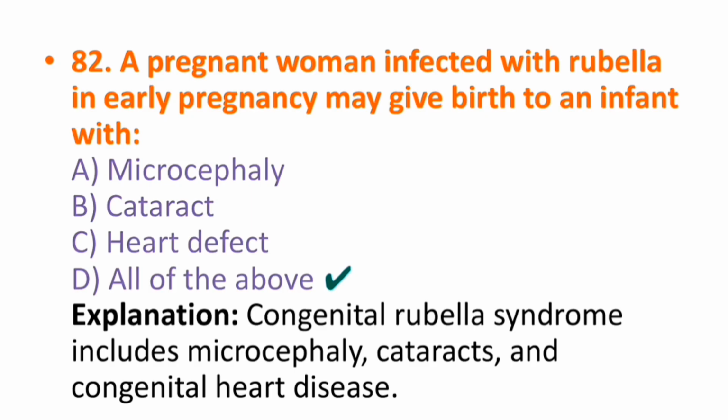A pregnant woman infected with rubella in early pregnancy may give birth to an infant with option A microcephaly, option B cataract, option C heart defect, option D all the above. The correct answer is option D, all the above. Congenital rubella syndrome includes microcephaly, cataract and congenital heart disease.